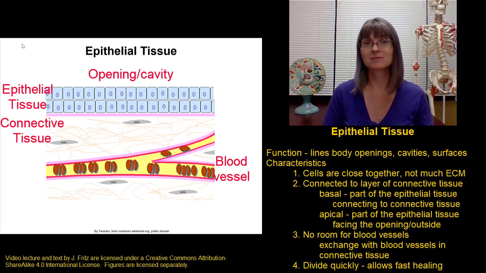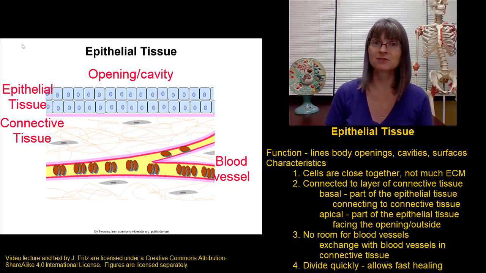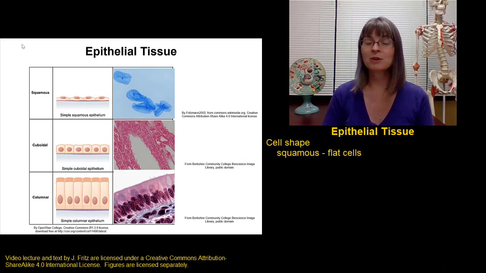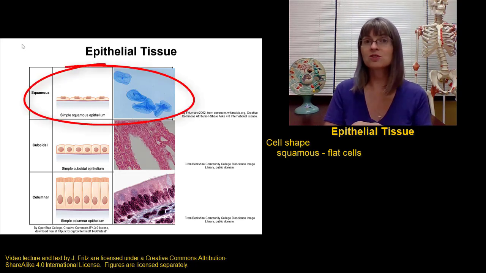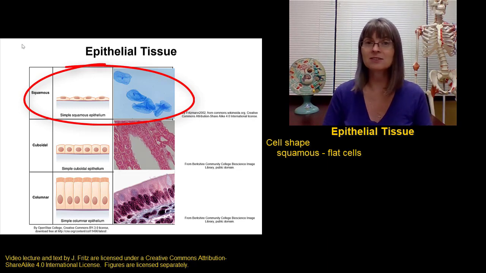We're going to look at several different types of epithelial tissue that are classified according to the shape of the cells involved and the number of layers of cells involved. If we take a look at cell shape, epithelial tissues come in three basic cell shapes. We have flat cells, we call those squamous cells. We saw squamous epithelial cells when we did our cheek scrapings during the cells lab.